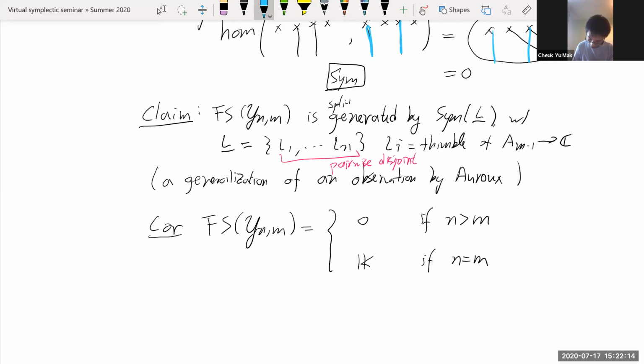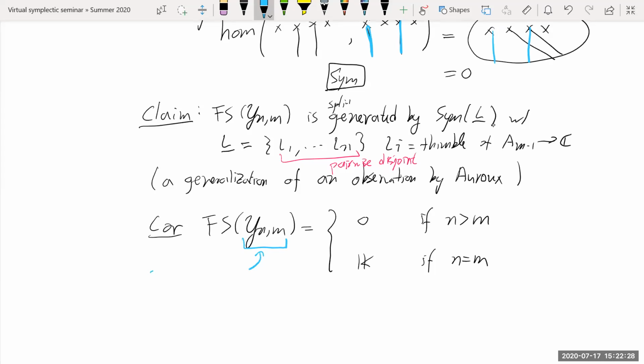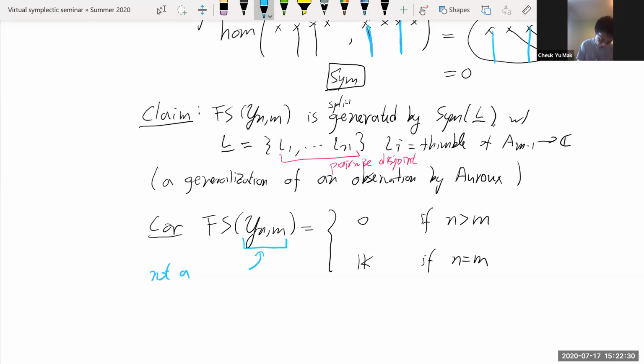So I should remark that there are two remarks I should make. The first one is that, maybe this is a remark to an expert, this guy is not a nilpotent slice when 2n is greater than m. So that's why it can be 0.